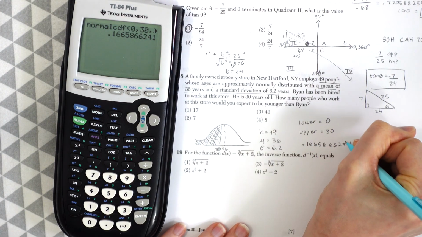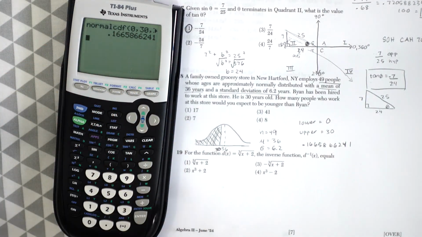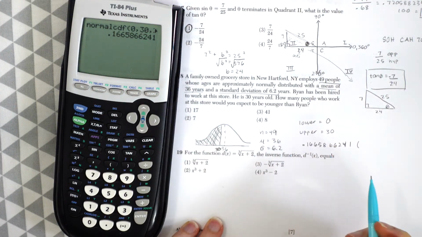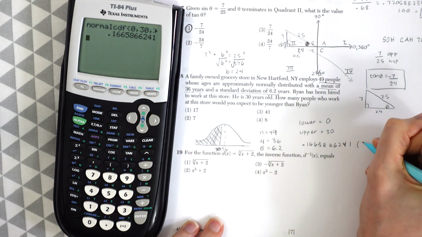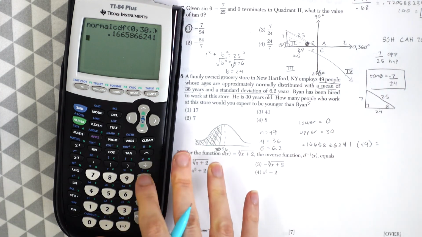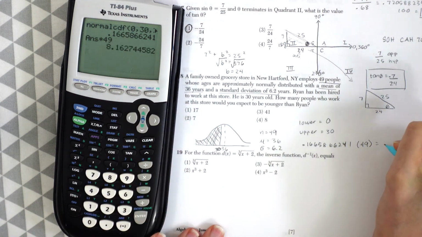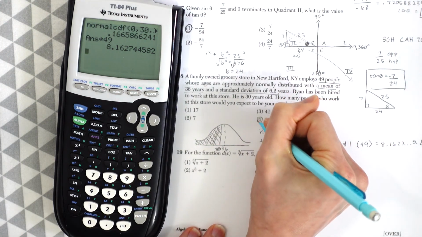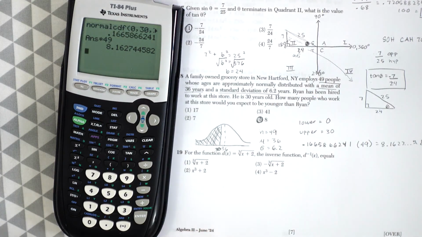0.665866241. So if you look at the answer choices, that's not what we're looking for, right? What we need to do here is multiply this times the whole population that we're working with, which is 49 people. So that's all the people working there. And we'll get 8.1627. And we're just going to say 8 because we're talking about people. So choice 4 is our answer.